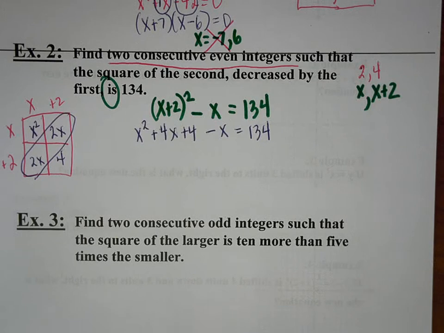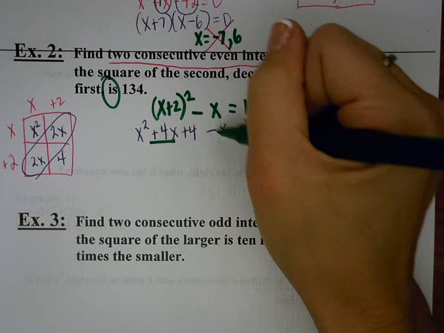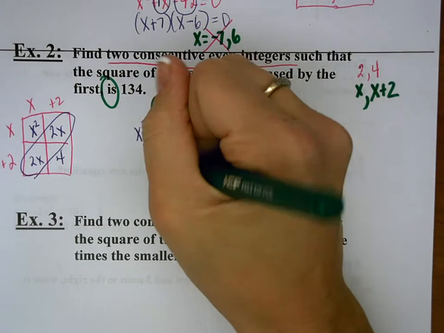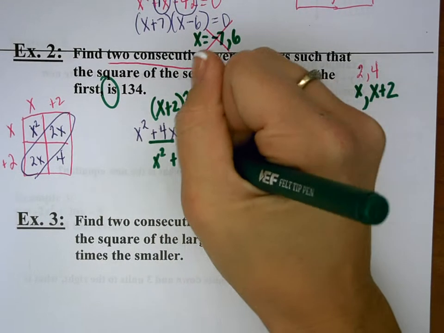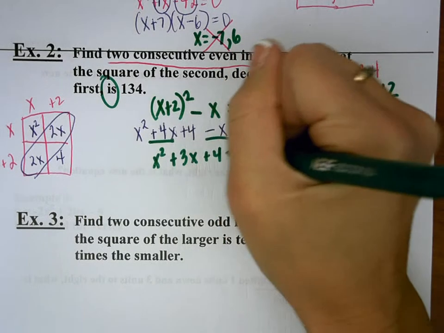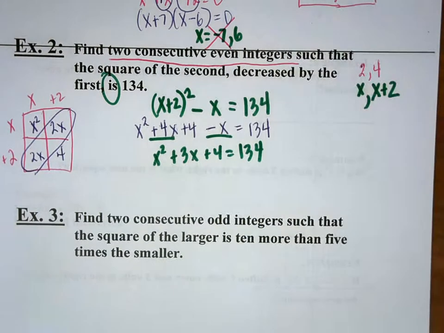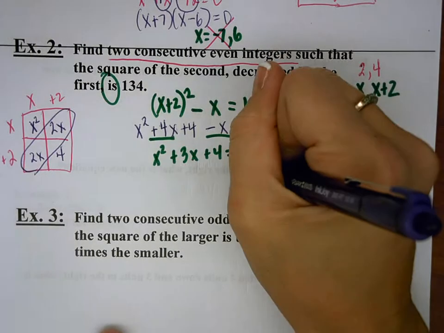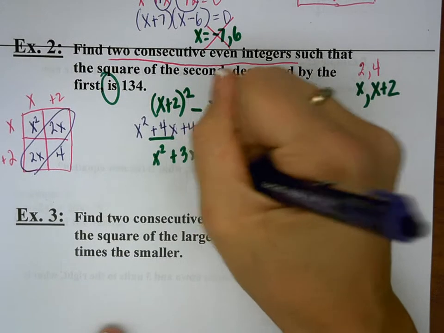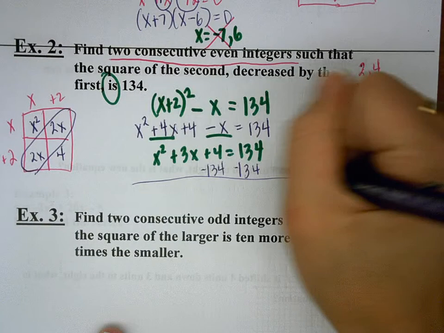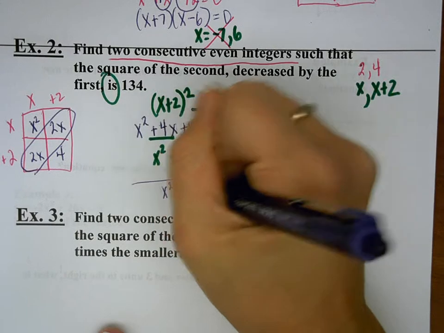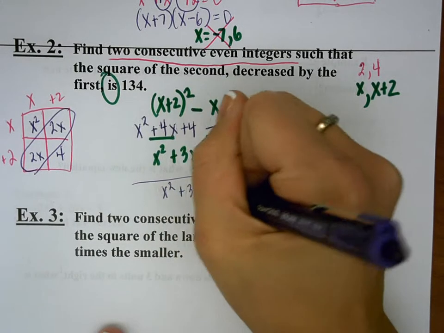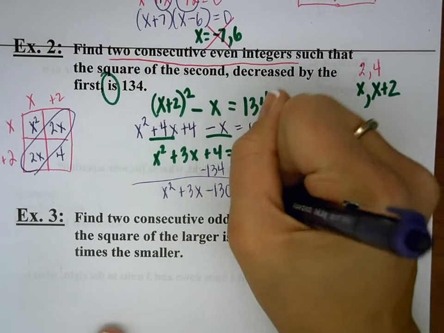Okay, so next, what do you think I'm going to do? Combine your like terms. Good. So I have a 4x and a negative x, which will make what? Good. So x squared plus 3x plus 4 equals 134. Now what? Good. We want it set equal to 0, so I'm going to do that by subtracting 134. Good. And when you get that, you get negative 130. Correct? Equals 0.